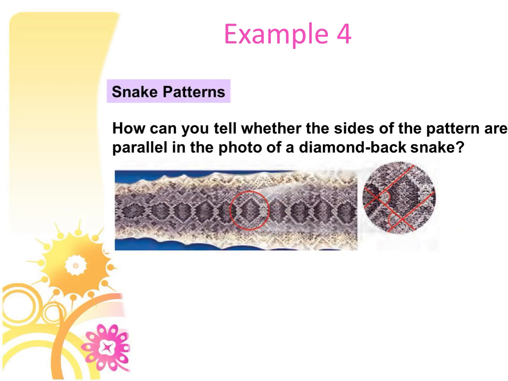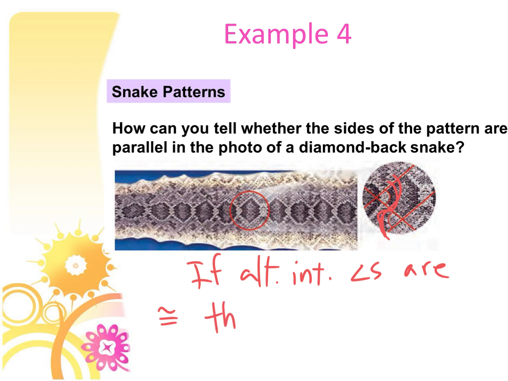So guys, this is an example for snake patterns. How can you tell whether the sides of the pattern are parallel in the photo of a diamondback snake? If you guys notice, they draw an angle right here and an angle right here. Those are alternate interior angles. So if the alternate interior angles are congruent, then the lines could be parallel.